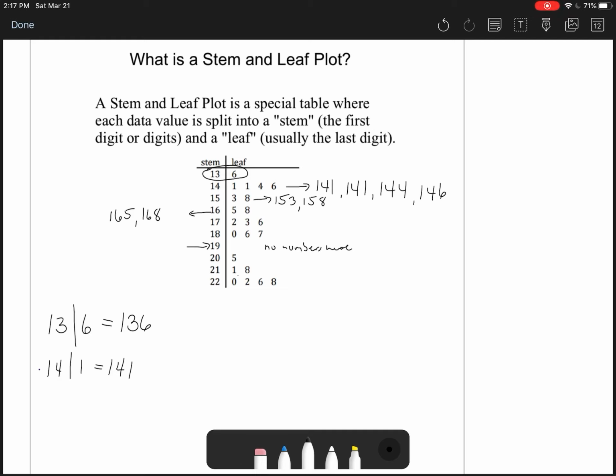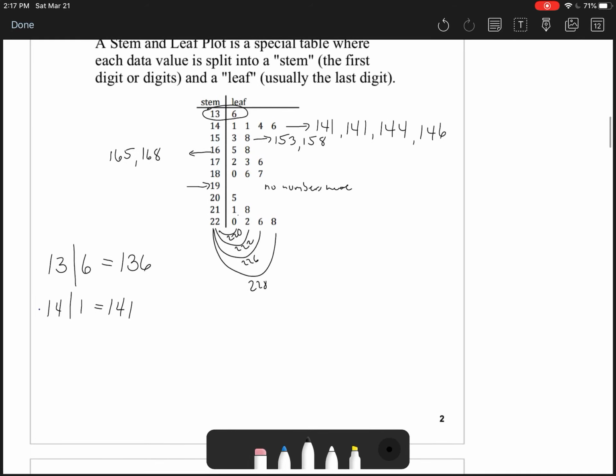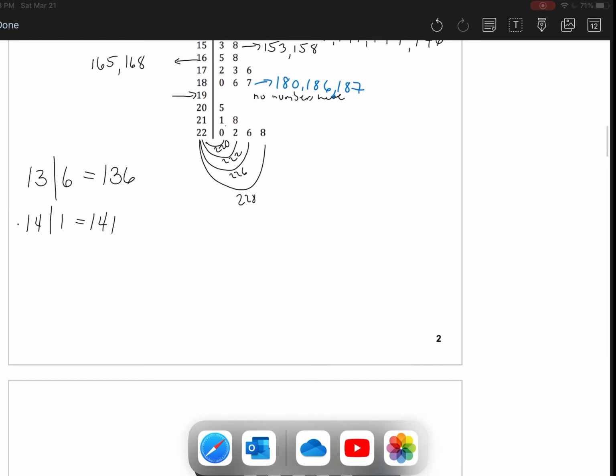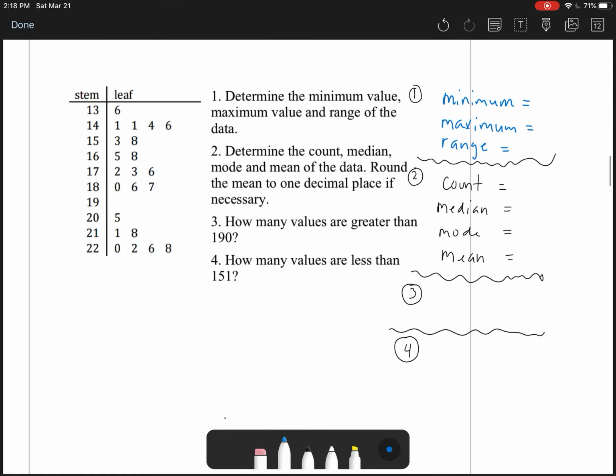And keep going on. You have 205, 211, 218, 220, 222, 226, 228. So when you see a 0, it doesn't mean that there's nothing there. That actually stands for a 0 in the ones column. Okay. So let me just add that here to the 180 so that we see that that's 180, 186, 187. Okay.